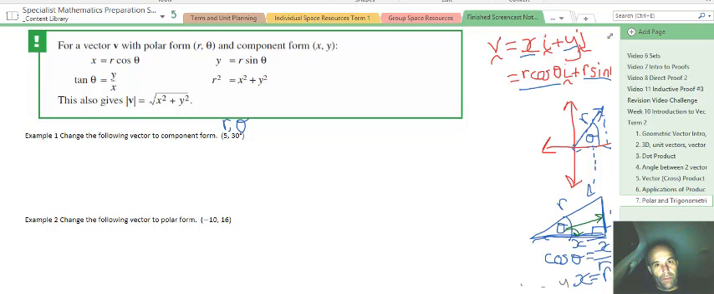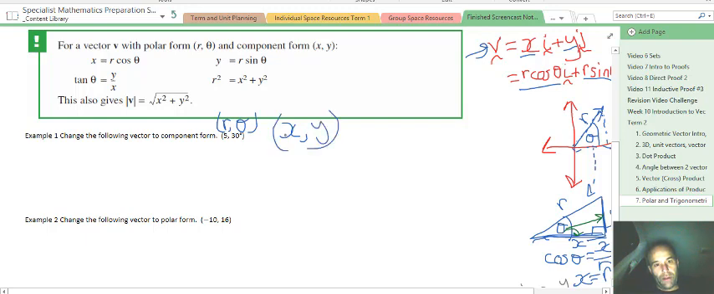Now for some examples. Example 1 below, change the following vector to component form. So we have a polar form vector there in the form r, theta. We have to change it to component form, or you could change it to rectangular Cartesian form, either or. They both are the same essentially. So basically, component form, or very similarly Cartesian form, is in the form of x, y, distance along the x and distance along the y in 2 dimensions. So we need to apply these up here.